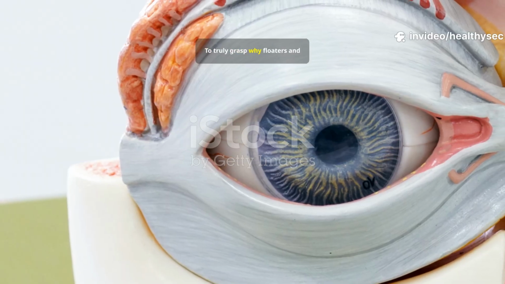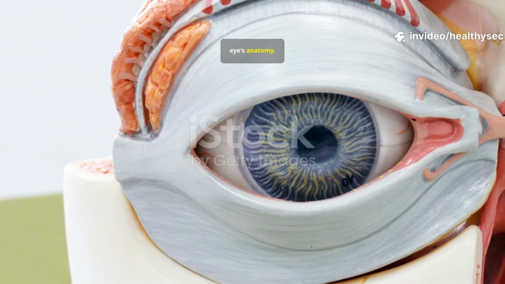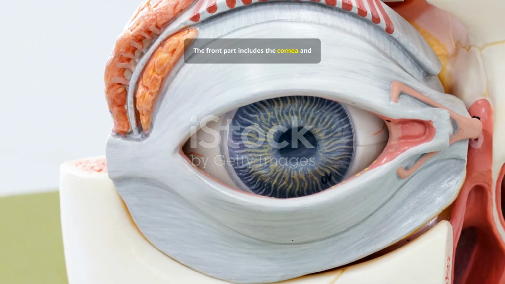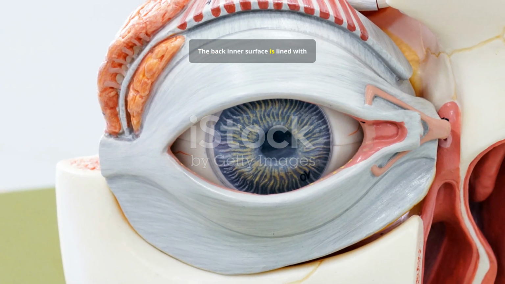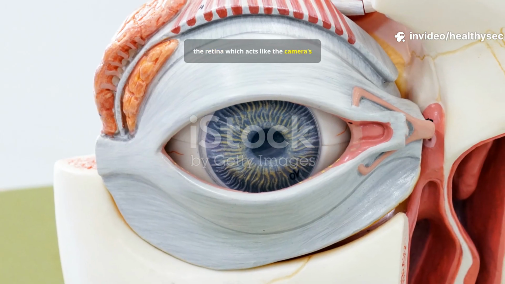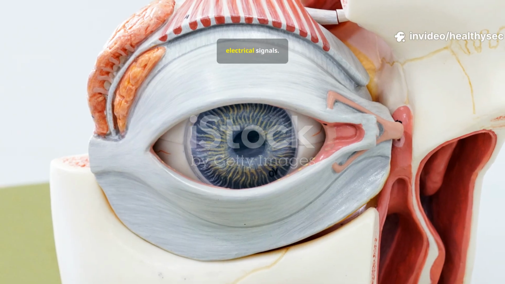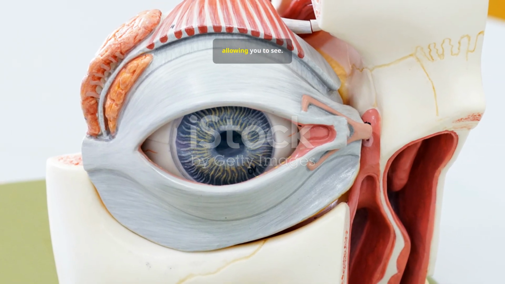To truly grasp why floaters and flashes happen, we need to take a simple tour of the eye's anatomy. Think of your eye as a hollow, spherical camera. The front part includes the cornea and the lens, which work together to focus light. The back inner surface is lined with the retina, which acts like the camera's film or digital sensor. It captures light and converts it into electrical signals. These signals are then sent to the brain via the optic nerve, allowing you to see.